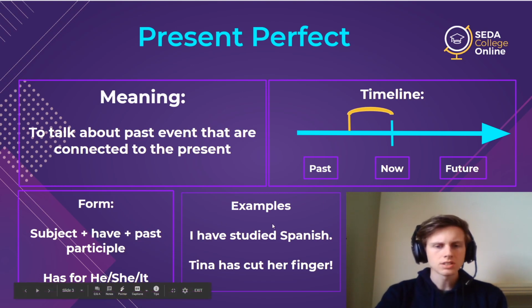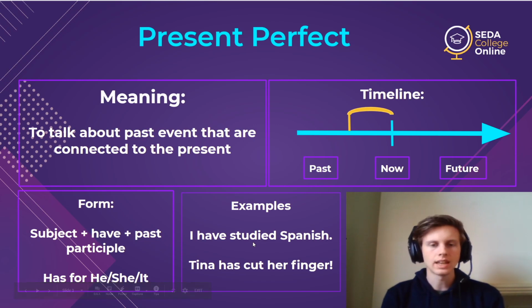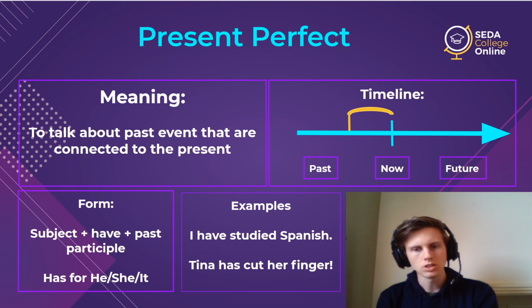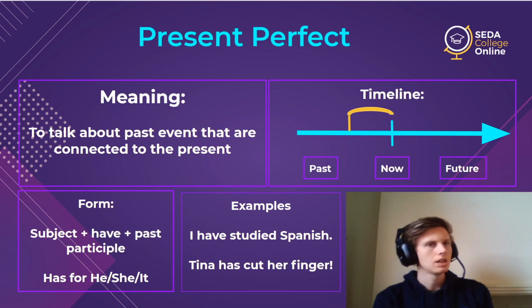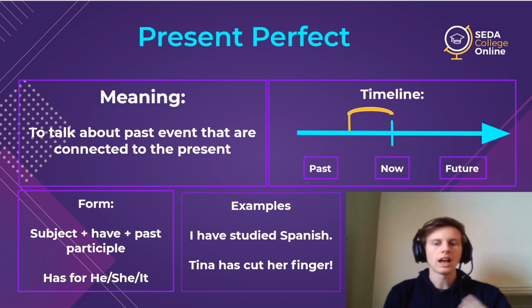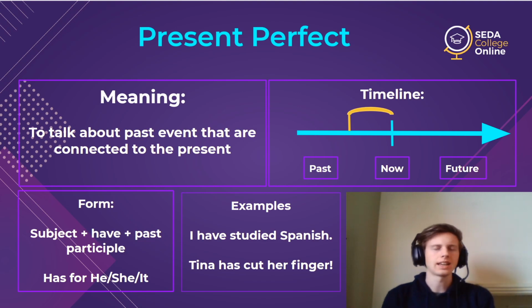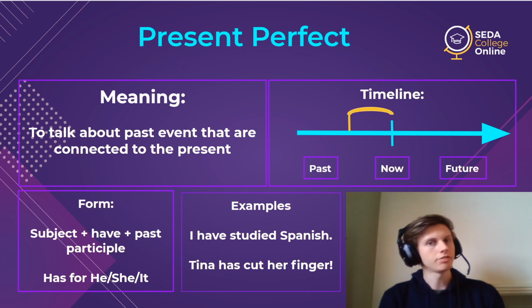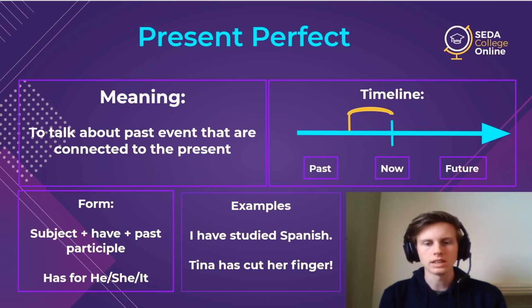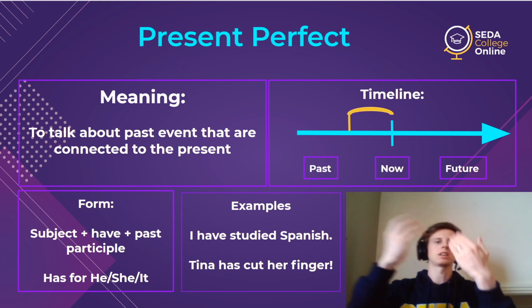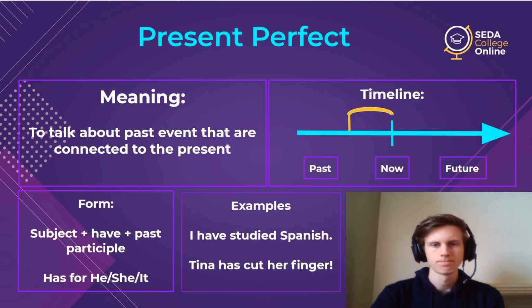If I change these examples to the simple past, if I only say I studied Spanish, that usually means I'm finished. Like I did it in the past. Maybe I don't remember. I studied Spanish, but gosh, I cannot remember anything. Or Tina cut her finger yesterday, but it's okay now. It's mostly healed. So that's the distinction. The present perfect brings something to now, something to the present.